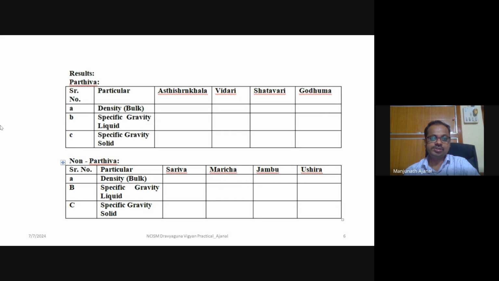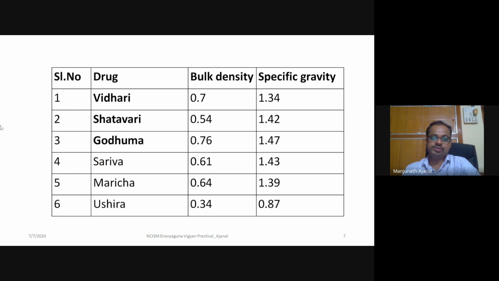So this is the result sheet: for Parthiva Dravya, what is the bulk density and specific gravity, and likewise for non-Parthiva. We did this with our students, and this is the result. We have done 6 Dravyas among the 8. Vidhari, Shatavari, and Goduma are the Parthiva Dravyas. Sariva, Maricha, and Ushira are the non-Parthiva Dravyas. For Vidhari, Shatavari, and Goduma, the bulk densities were 0.7, 0.54, and 0.76, and for Sariva, Maricha, and Ushira 0.61, 0.64, and 0.34, with respective specific gravities of 1.34, 1.42, and 1.47.